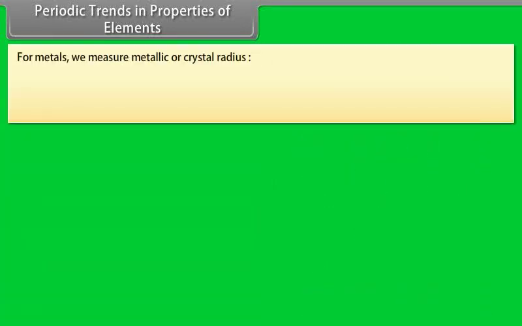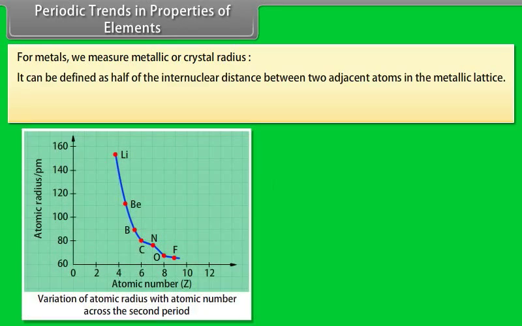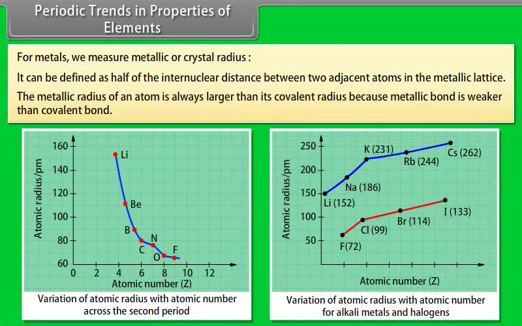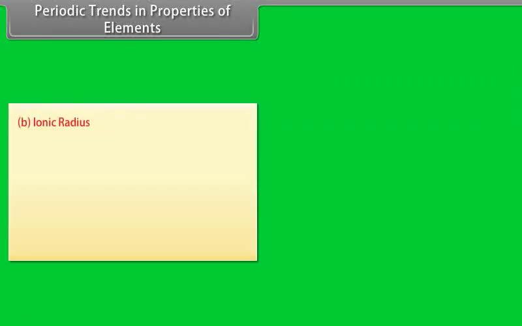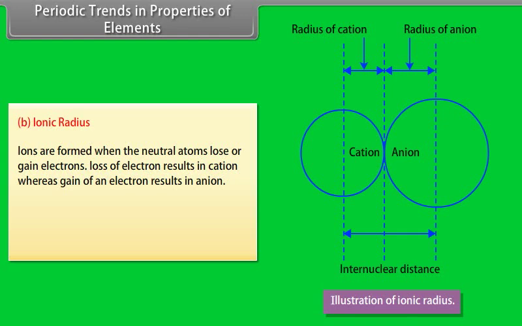For metals, we measure metallic or crystal radius. It can be defined as half of the internuclear distance between two adjacent atoms in the metallic lattice. The metallic radius of an atom is always larger than its covalent radius because metallic bond is weaker than covalent bond. B. Ionic radius. Ions are formed when the neutral atoms lose or gain electrons.